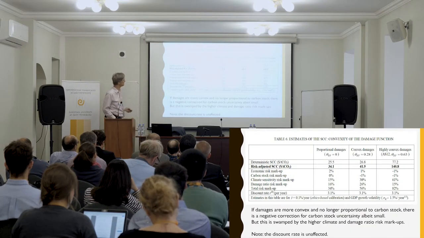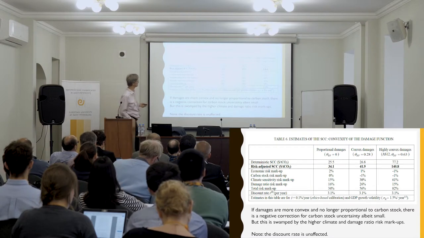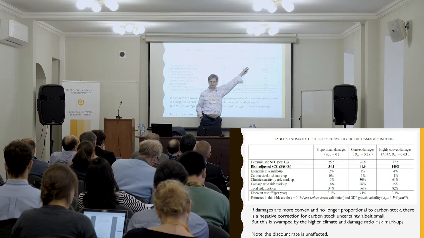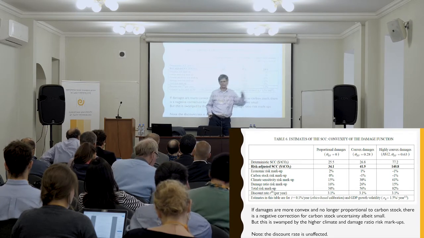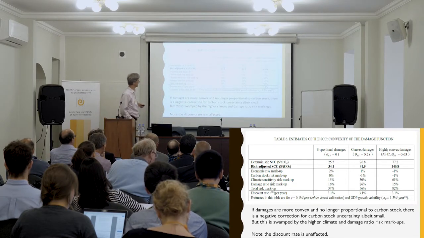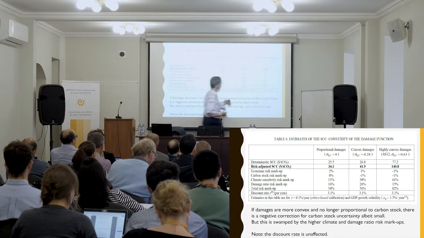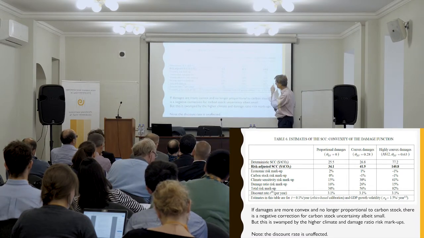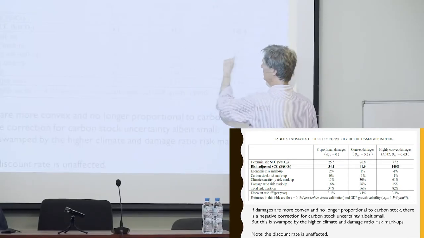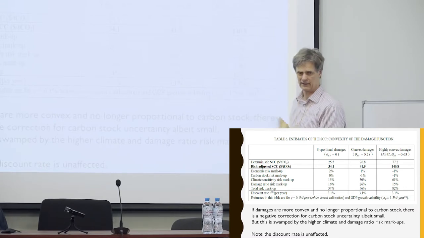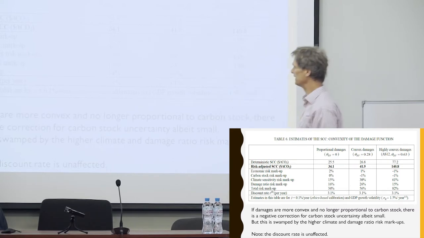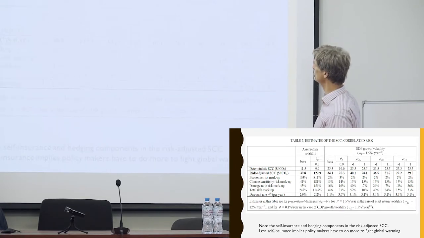If you then have more convex damages, maybe damages like Ackerman and Stanton or Weitzman, some of you will have seen it, it really shoots up the price of carbon, like $140 per ton of CO2. And with very convex damages, if the damage is not proportional, you also get, for the first time, carbon stock, carbon risk markups. But they're so small that we can leave them out. They're exactly zero for proportional damages. Otherwise, they are small.